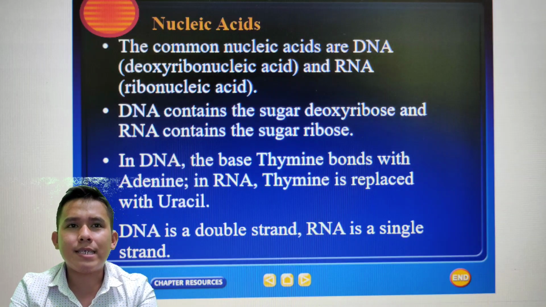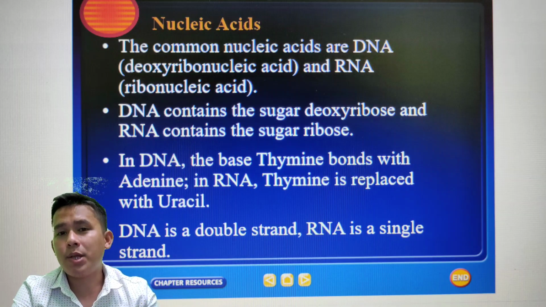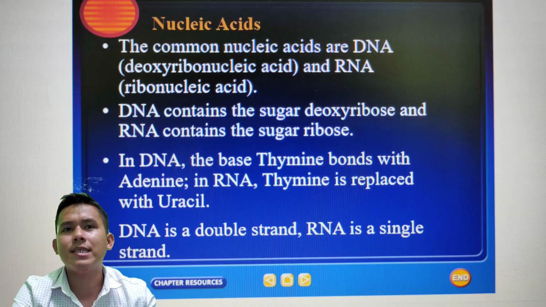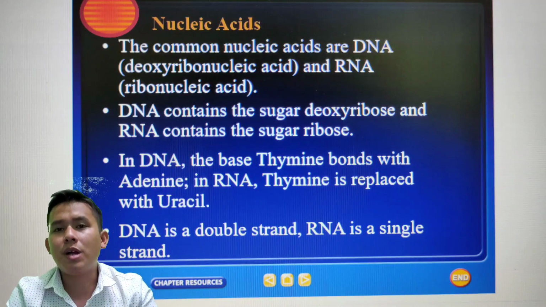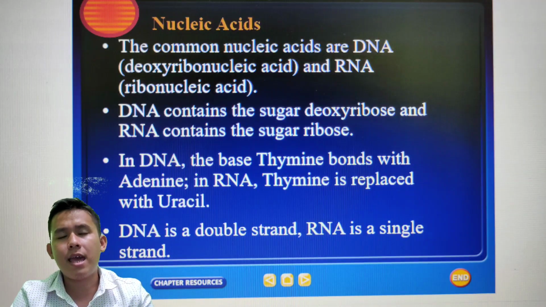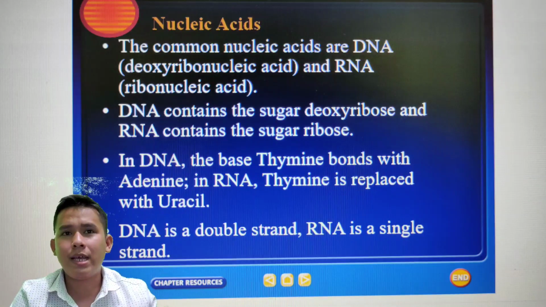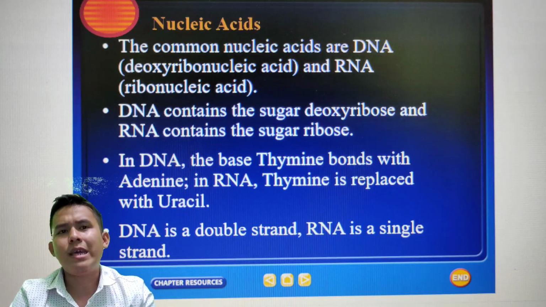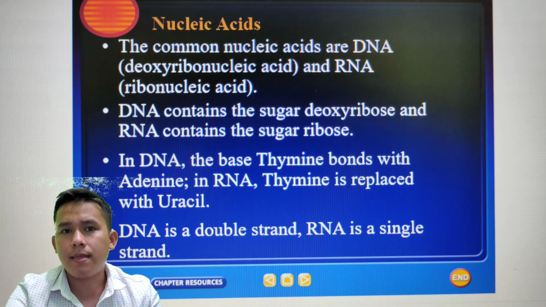The common nucleic acids are DNA, or deoxyribonucleic acid, and RNA, or ribonucleic acid. DNA contains the sugar deoxyribose, and RNA contains the sugar ribose. In DNA, the base thymine bonds with adenine, while in RNA, thymine is replaced with uracil. DNA is a double strand, while RNA is a single strand.